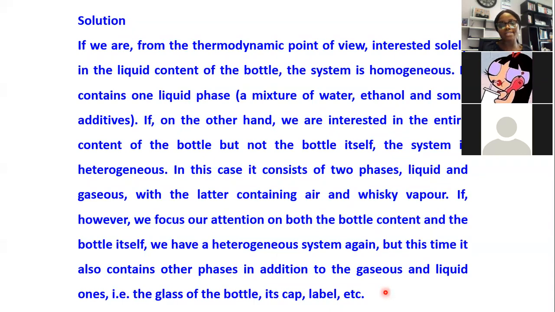If you're looking at the whole bottle of whiskey with the content in the bottle, then you're talking about 3 phases. The bottle itself is solid state, the liquid volume of the whiskey is liquid state, and then you know that there is some dissolved gas in the whiskey. If you're going to consider the dissolved gas in the whiskey, then we are looking at 3 phases: the air and the whiskey vapor, the whiskey liquid itself, and then its container.